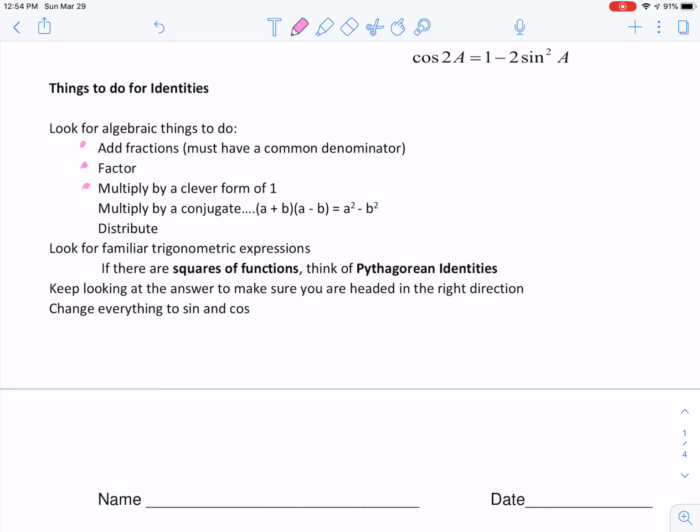7 over 7 is a clever form of 1. Sine squared over sine squared is a clever form of 1. You want to multiply or factor conjugates. So a plus b times a minus b. If you were to FOIL that out, the middle terms always cancel, and you get a squared minus b squared. Or you factor the difference of squares.